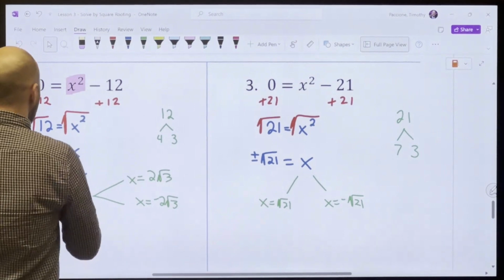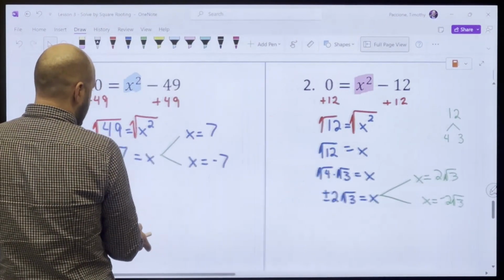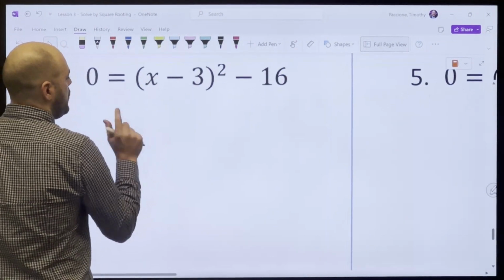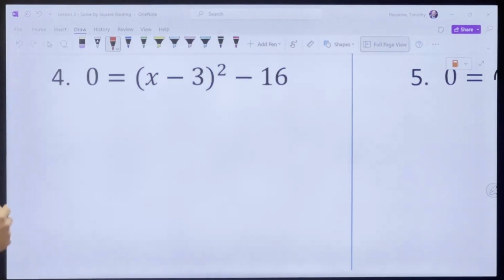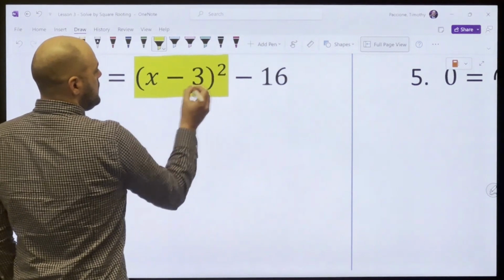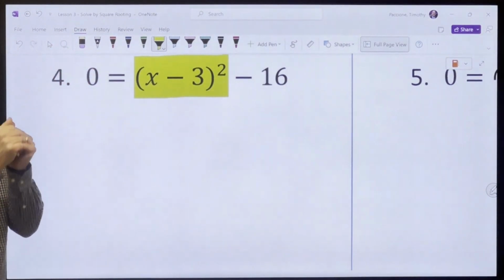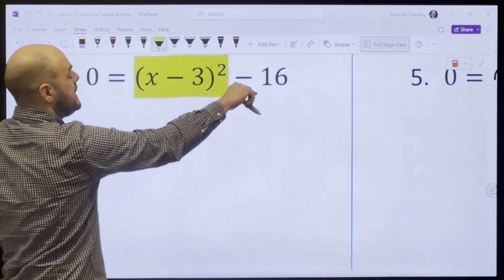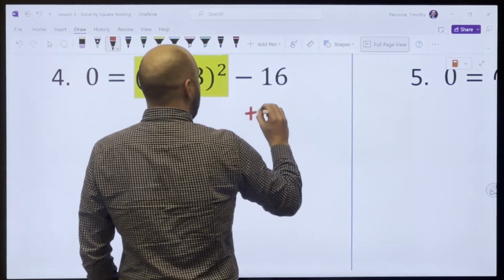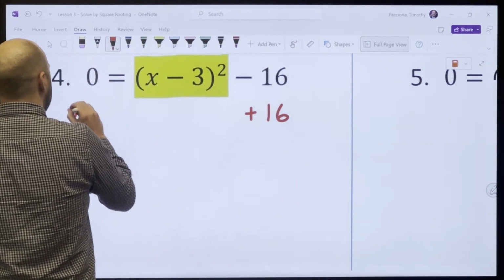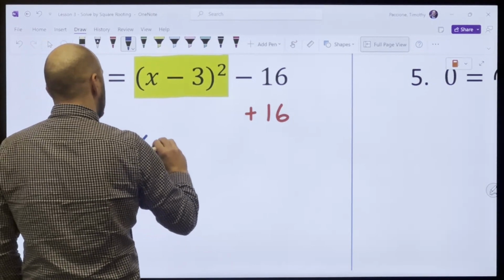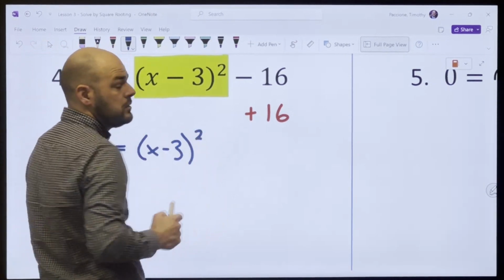All right, so those are 3 examples where we are missing the bx term. But now we got to talk about vertex form, okay? So we will talk about vertex form next, right? Same thing. I'm going to isolate the square. The square here is this, right? That's what's being squared. That's what needs to be isolated, that whole thing, meaning this has to go away. So I'm going to add 16 to both sides, and I get 16 equals x minus 3 squared. So we've isolated the square.